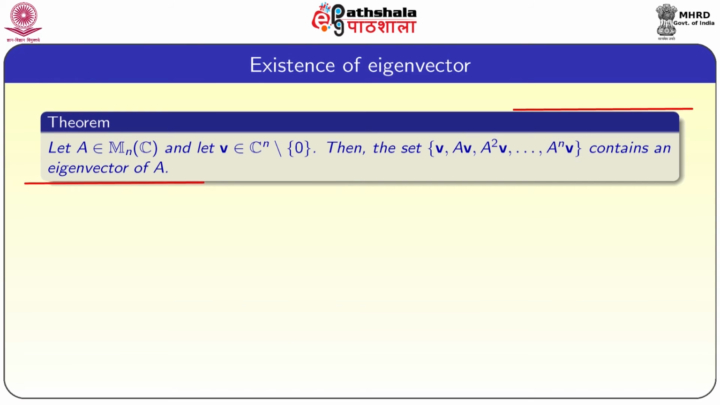Now, we will show that a matrix with complex entries always has an eigenvector. So, obviously it contains an eigenvalue also. So, this is called the existence of an eigenvector for a matrix with complex entries. So, the theorem statement is, let A belong to Mn of C and let V be a non-zero vector in C^n with complex entries. Then the set V, AV, A square V and so on A power n V contains an eigenvector of A.